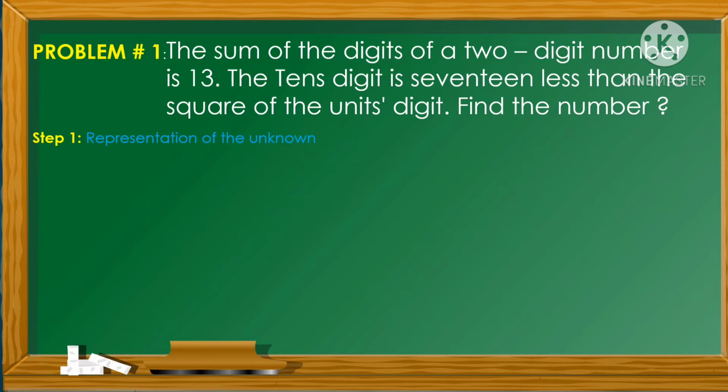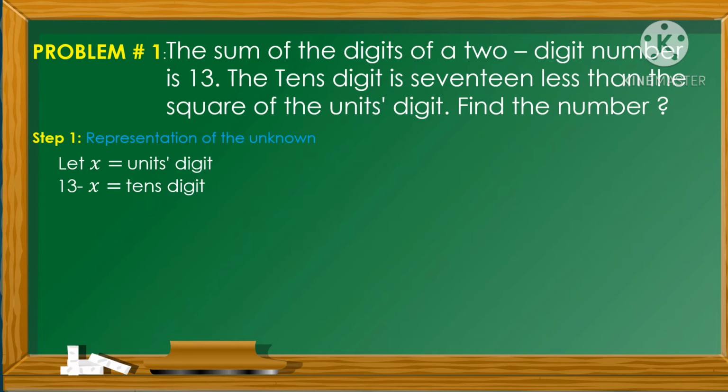Kung sinabi natin two-digit number, halimbawa nun ay 12, 23, 45. So two-digit. Ibig sabihin, yung place value doon ay yung units at saka yung tens. So, ipalagay natin ang units digit ay x. So, ang tens digit must be 13 minus x. Bakit? Kasi yung sum daw nila ay 13. So, if you add x plus 13 minus x, makakancel na si x. 13 na lang matitira. Ang sum nila ay 13.